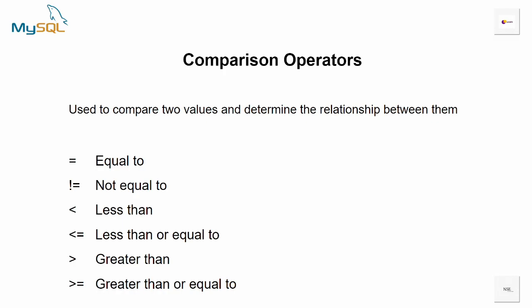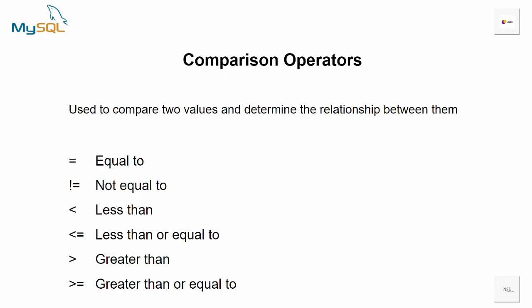Notice the symbols that denote these operators. The equal to sign is the equal to sign that we know. Not equal to combines the exclamation sign with equal to sign. Less than uses this symbol. This is the less than symbol. Less than or equal to combines the less than symbol with equal to symbol. This is the greater than symbol. Greater than or equal to combines the greater than symbol with the equal to symbol.